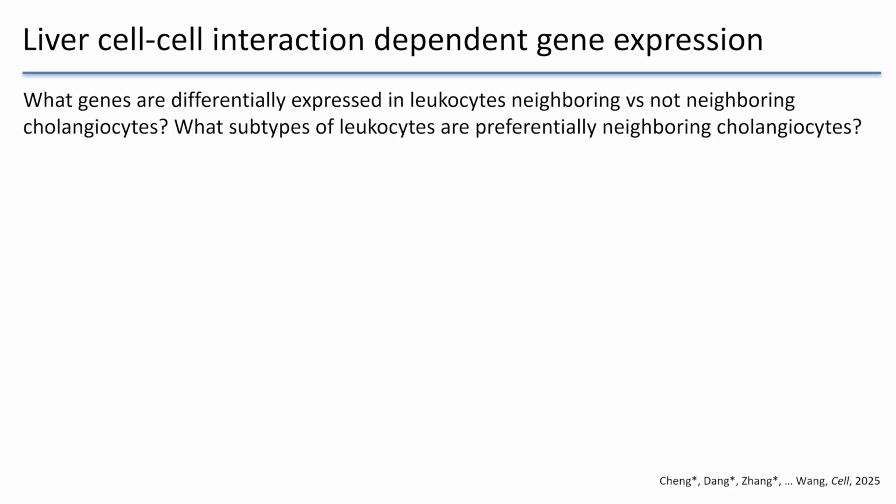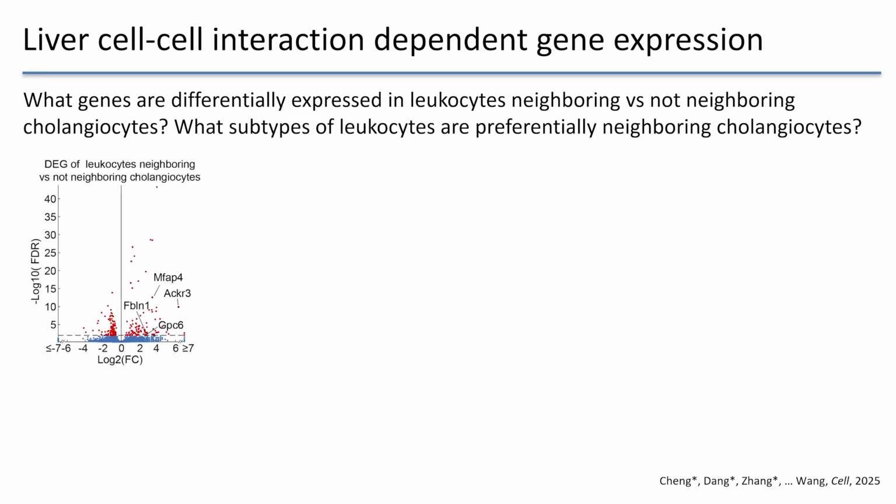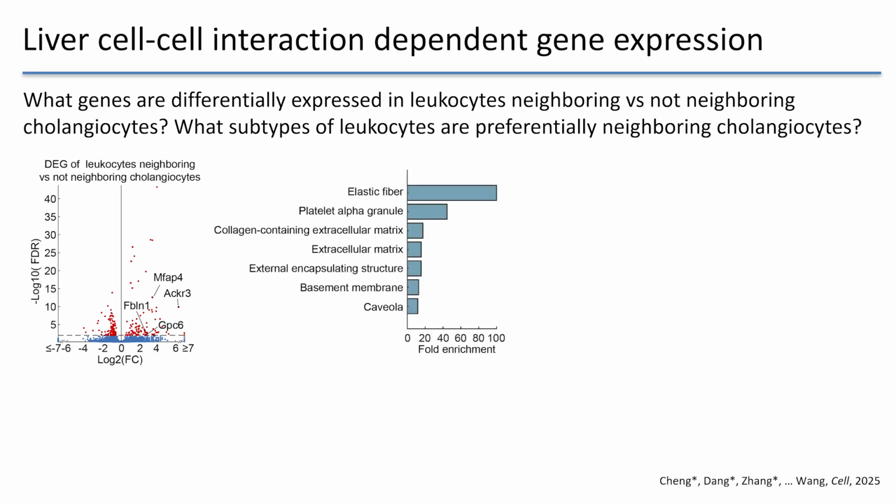We can also do the mirroring analysis and ask, what genes are differentially expressed in leukocytes neighboring versus not neighboring cholangiocytes? Also, what subtypes of leukocytes are preferentially neighboring cholangiocytes? We found upregulated genes in leukocytes neighboring cholangiocytes are mostly cell surface receptors or extracellular matrix components, indicating these adhesion molecules expressed from a subset of leukocytes may mediate the leukocyte-cholangiocyte interaction.